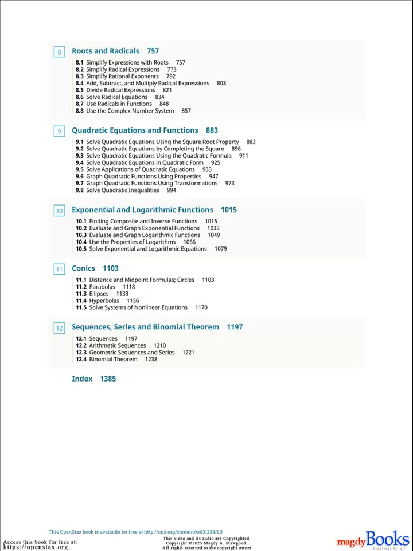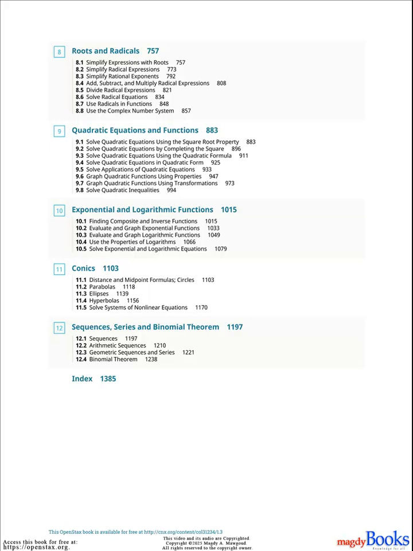9. Quadratic equations and functions. 9.1. Solve quadratic equations using the square root property. 9.2. Solve quadratic equations by completing the square. 9.3. Solve quadratic equations using the quadratic formula. 9.4. Solve quadratic equations in quadratic form. 9.5. Solve applications of quadratic equations.